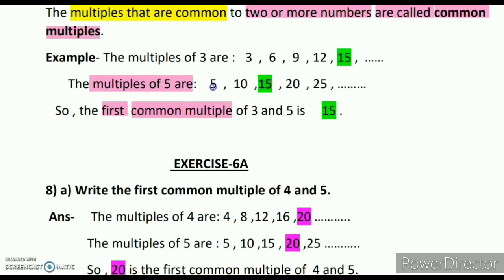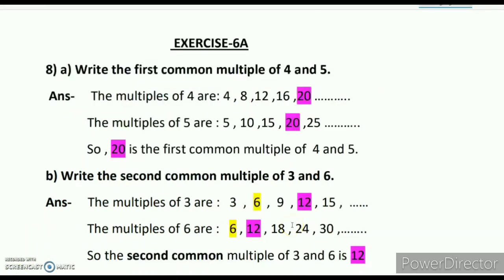What are the multiples of 5, children? It's 5 1s are 5, 5 2s are 10, 5 3s are 15, 5 4s are 20, 5 5s are 25, and so on. So let's see, children, is there anything common in 3 and 5? Yes, we have 15 here also, and 15 here also. So we can tell that the common multiple of 3 and 5 is 15, as 15 is coming in multiples of 3 and also in multiples of 5. So the first common multiple of 3 and 5 is what, children? It's 15. I hope all could do this type of questions.